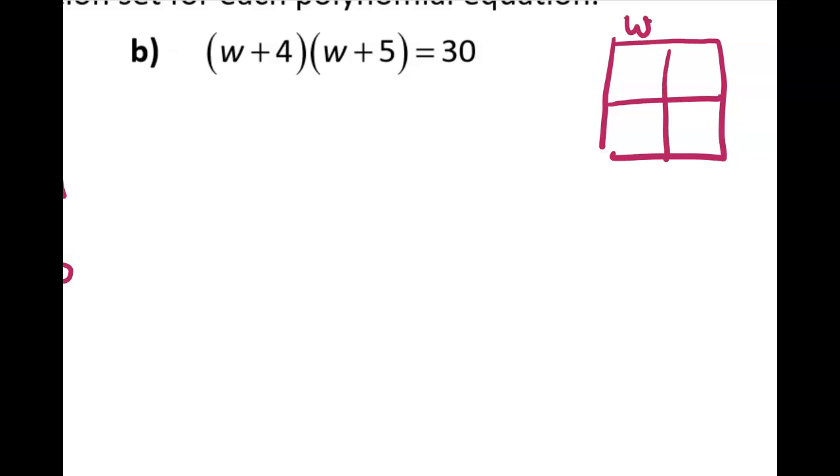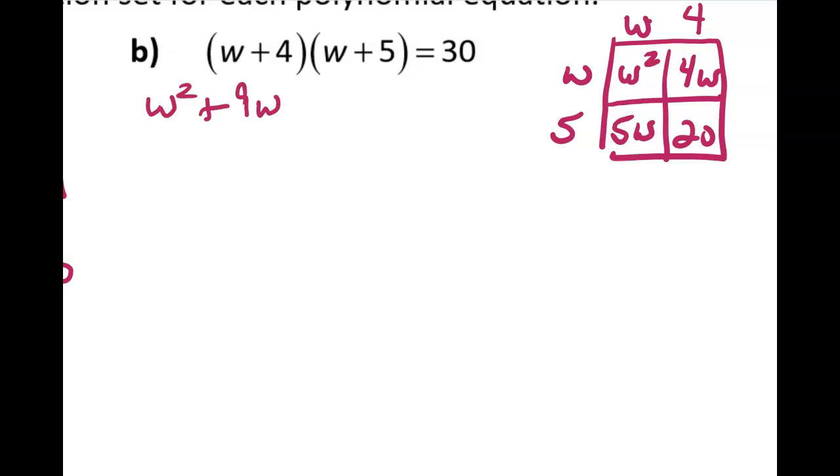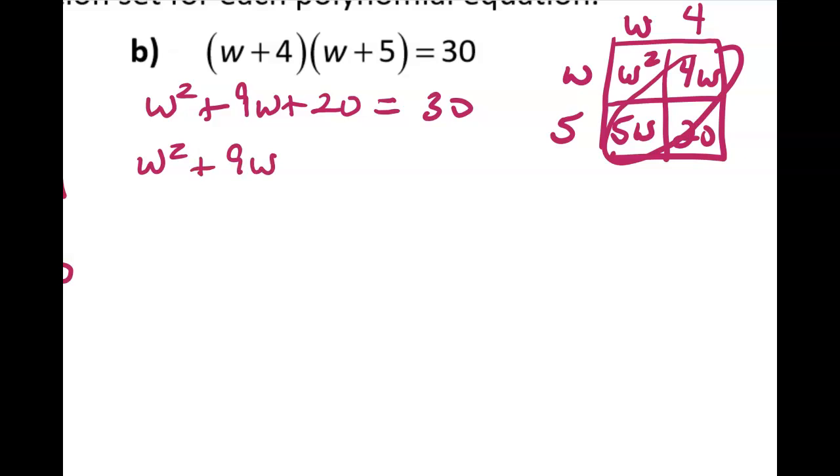So this time we're multiplying, not factoring, so w plus 4 times w plus 5. We know the factors, and we need the product. So this is w squared plus 9w plus 20. We got the 9w from combining those like terms, equals 30. Now we have w squared plus 9w, and then we're going to subtract off 30. That gives us minus 10 equals 0.